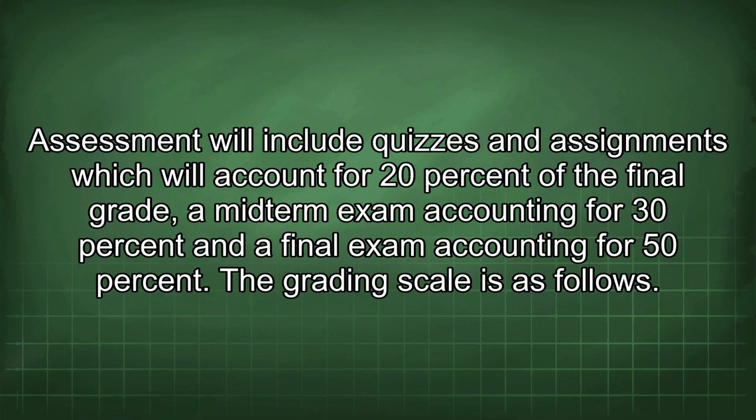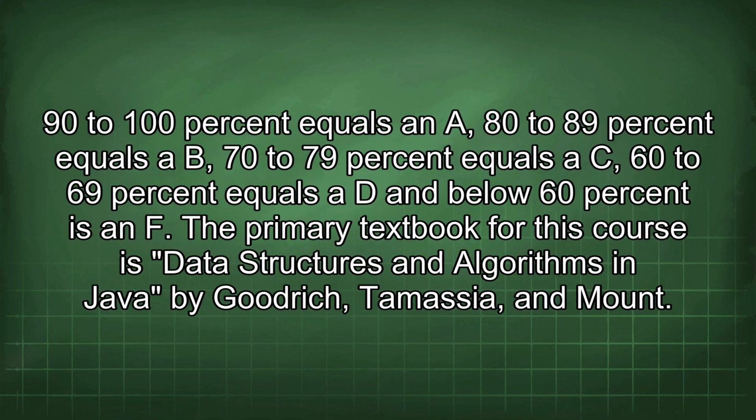Assessment will include quizzes and assignments which will account for 20% of the final grade, a midterm exam accounting for 30%, and a final exam accounting for 50%. The grading scale is as follows. 90 to 100% equals an A, 80 to 89% equals a B, 70 to 79% equals a C, 60 to 69% equals a D, and below 60% is an F.